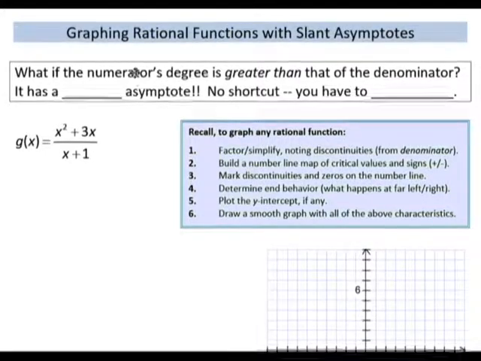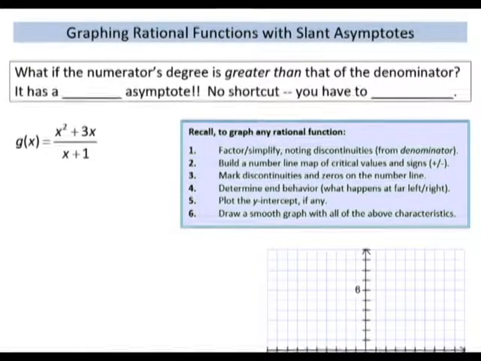Our third case is when the numerator's degree is greater than that of the denominator. In that case, we get what's called a slant asymptote. Those were the asymptotes that looked linear, that were not horizontal lines. If the degree is higher like this, there is no shortcut. We have to divide.